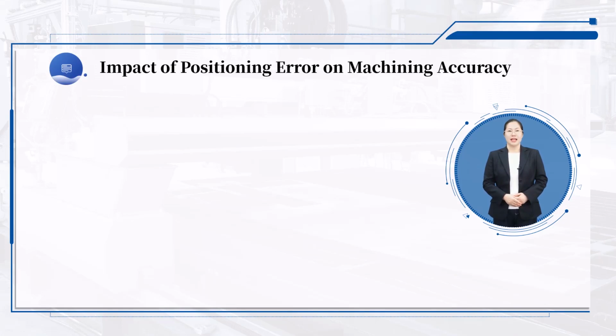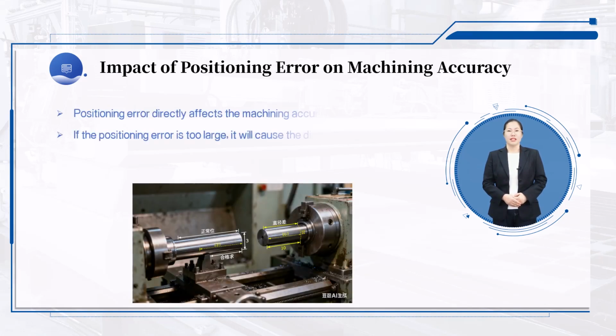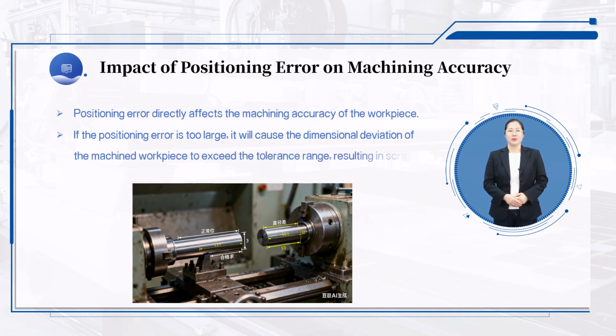If the positioning error is too large, it can cause the dimensional deviation of the machined workpiece to exceed the tolerance range, resulting in scrap. For example, when machining a high-precision shaft component, excessive positioning error may lead to the shaft's diameter not meeting design specifications, thereby affecting the fit accuracy between the shaft and other components.